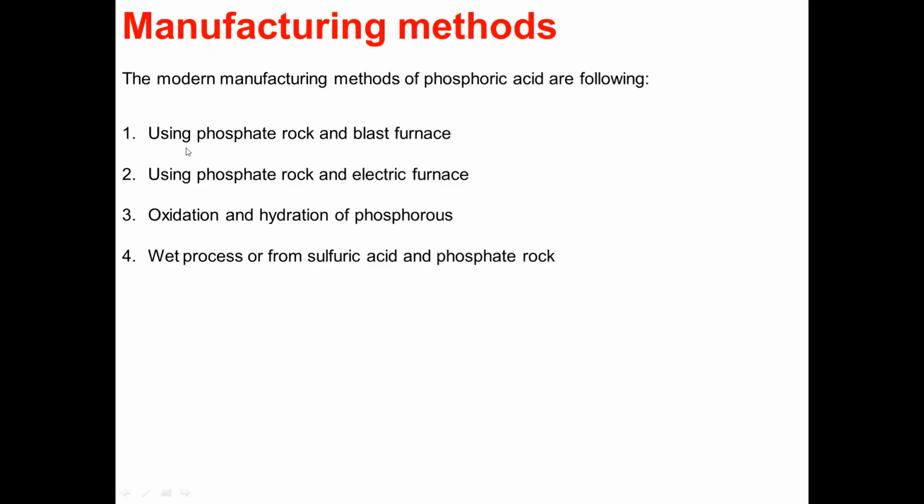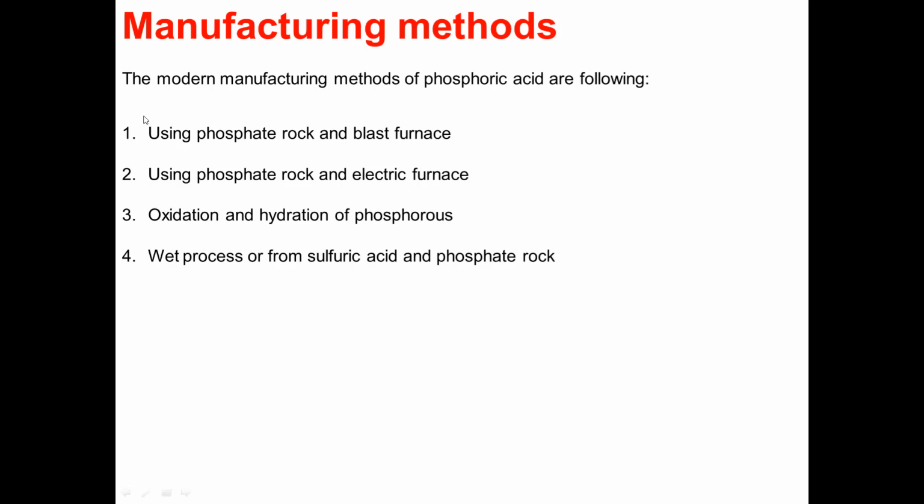Manufacturing methods: these are the modern methods employed. The first one is using phosphate rock and blast furnace. Second is using electric furnace. Third is using oxidation and hydration of phosphorus. Fourth one, wet process or from sulfuric acid and phosphate rock. So there are four different processes.